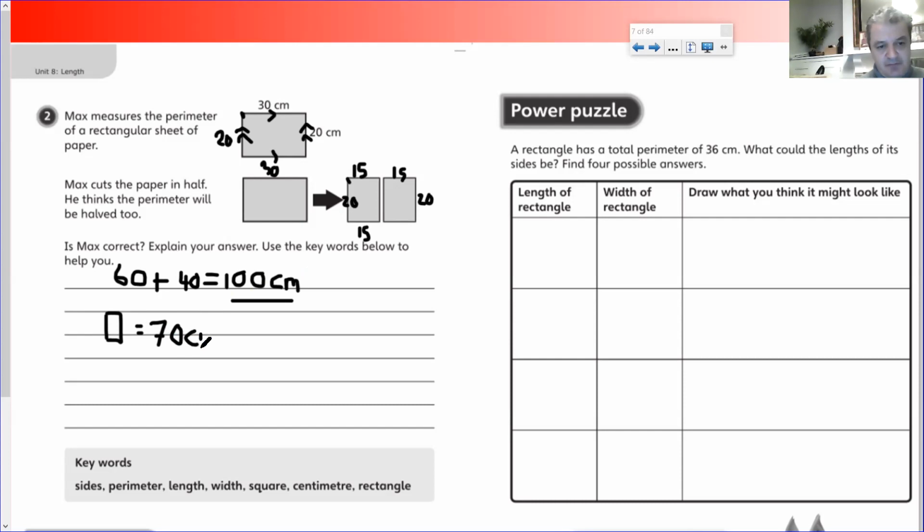Put that in. So the perimeter of my second rectangle is also going to be 70. 70 add 70. Correct, I need my other little rectangle. Equal just means like a balance. Whatever I've got on this side, I've got to have on this side.